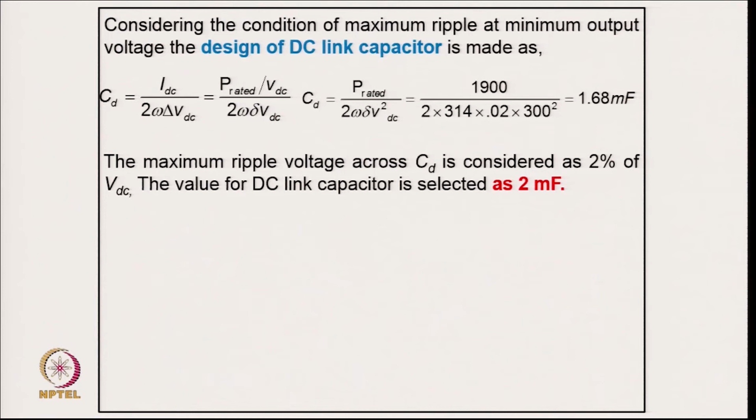And considering the condition of maximum ripple at the minimum output voltage, the design of the DC link capacitor is made as CD equal to IDC upon 2 omega delta VDC. So, putting the value in this we get about 1.68 millifarad, and to make sure that even during dynamics this voltage does not go over a wide range, and that it is not more than 2% ripple, the value of the capacitor is selected a little higher, at the standard value of 2 millifarad.